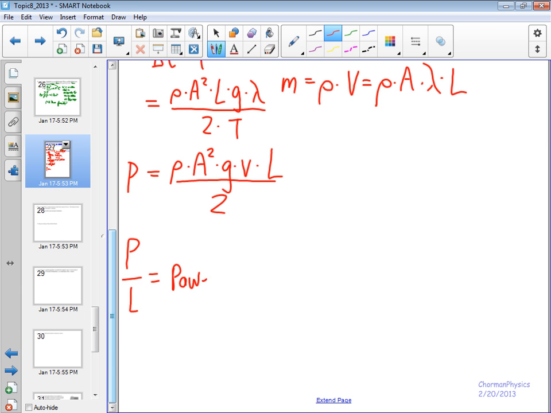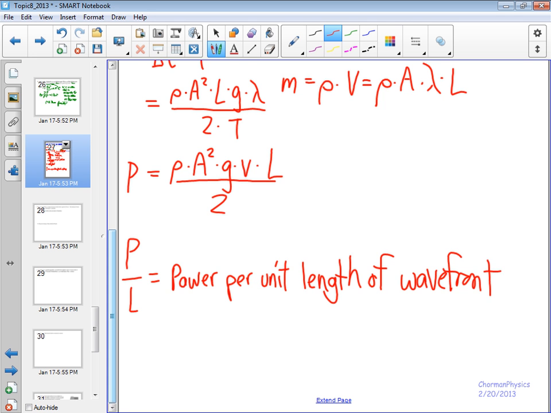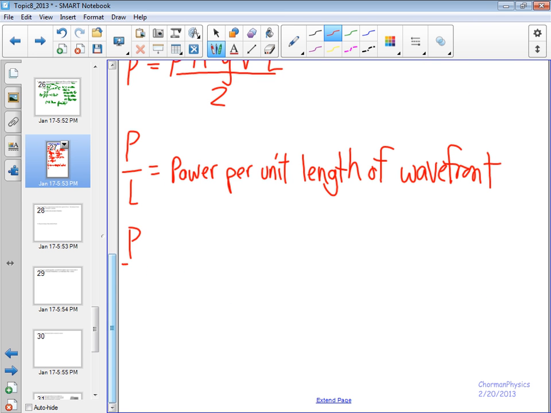So let me repeat this. This is power per unit length of wavefront. And so this final equation looks something like the following. P over L equals rho times g times a squared times v all over 2. Again, just an approximation to tell us how much power can be developed by this wave.